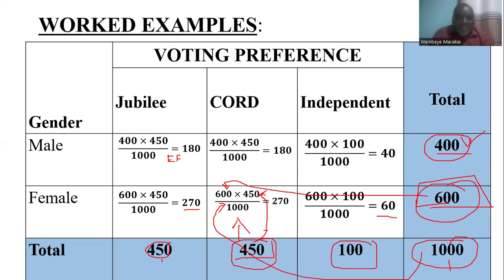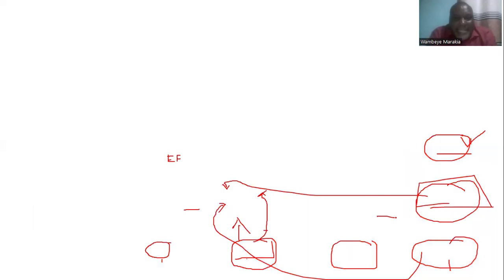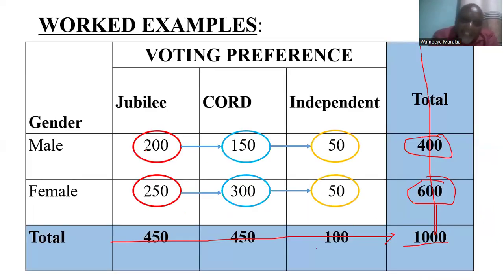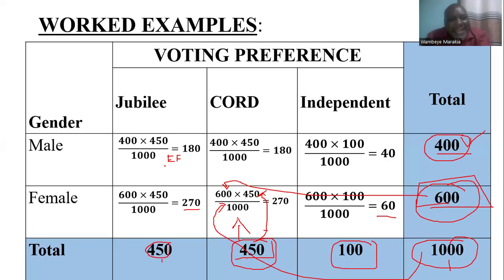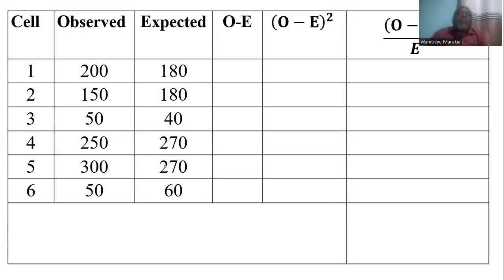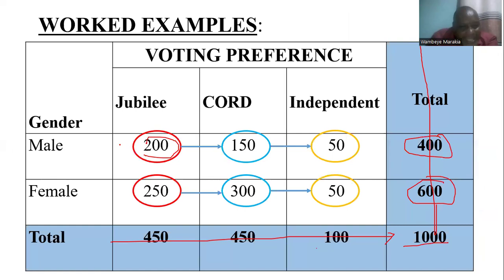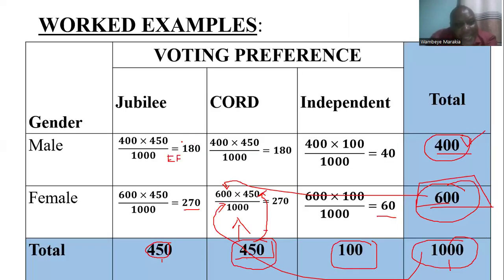Now, after you have finished this, realize that in this cell, we had 200. This is the observed frequency. And we have calculated in the same cell the expected frequency. So we move on now to come up with another table. This is the table we are coming with to record. This is our cell 1. In cell 1, the observed frequency is 200, and the expected frequency we calculated is 180.